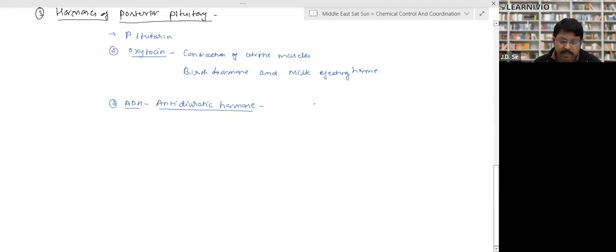ADH is also known as vasopressin. It increases the reabsorption of water from the nephron, and it protects the body at the time of water scarcity.